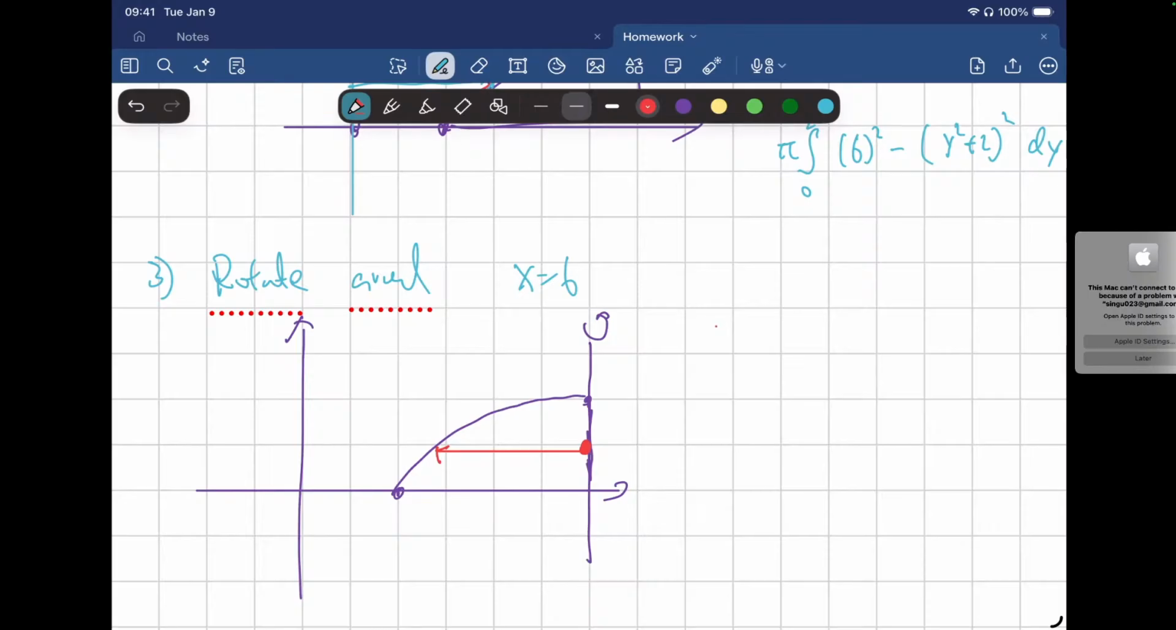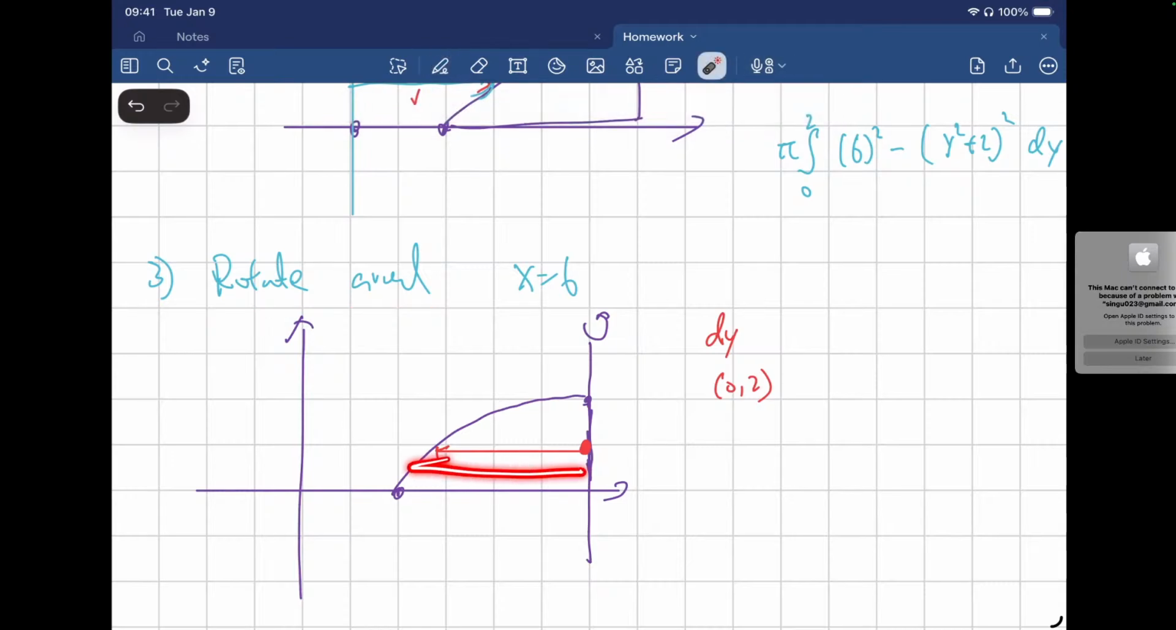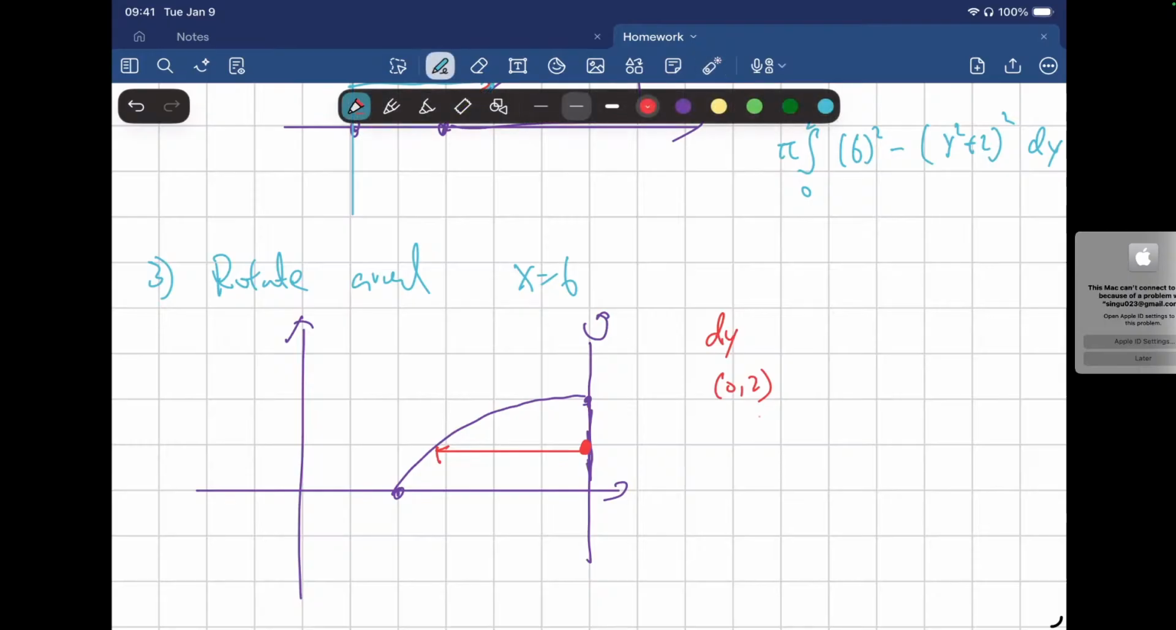So now, here's the hard part. Is this a dx or dy? dy, good. Is the boundary from where to where? Caden? 0 to 6 is wrong. 0 to 2 is correct. The reason being is you're going to go here, here, here, here, stop at 2. Okay, dy, 0 to 2.